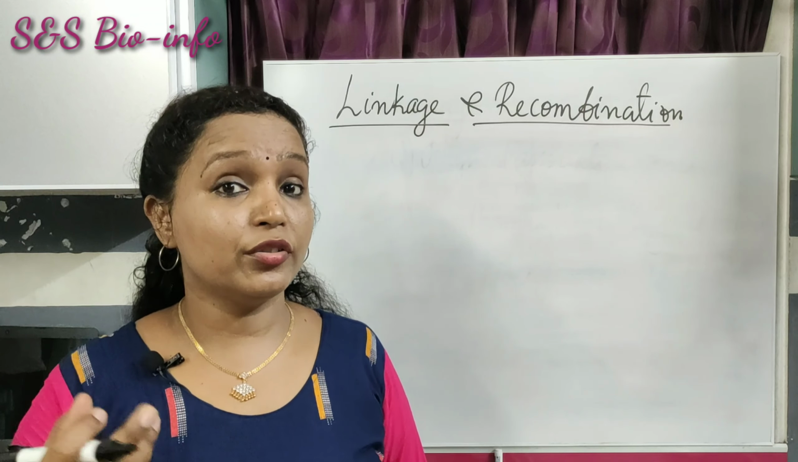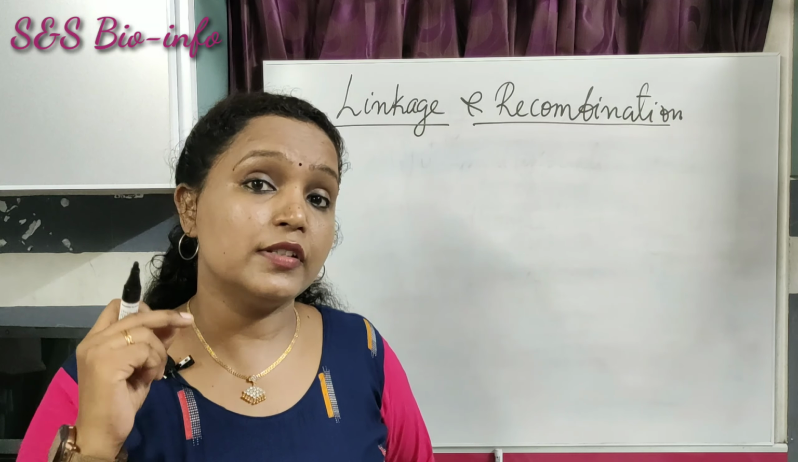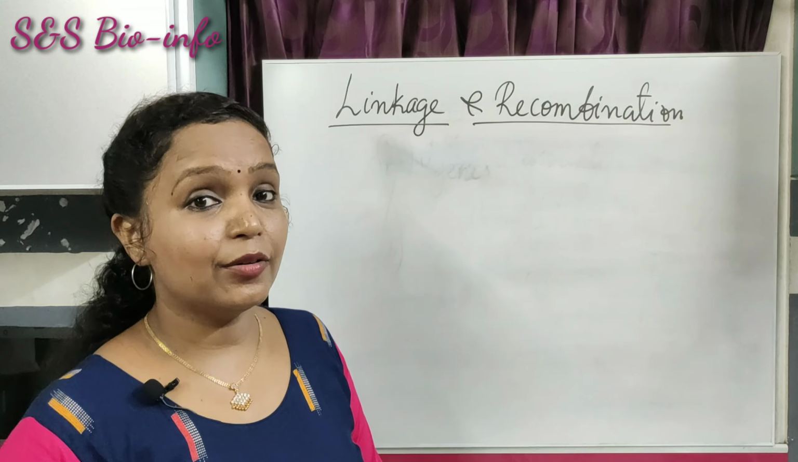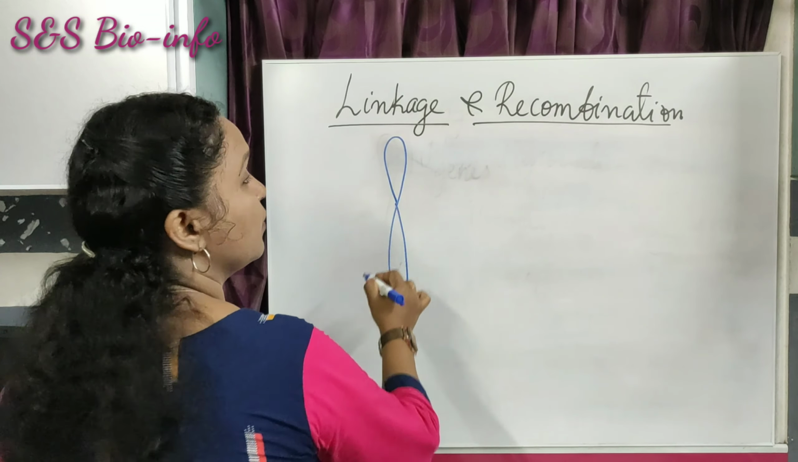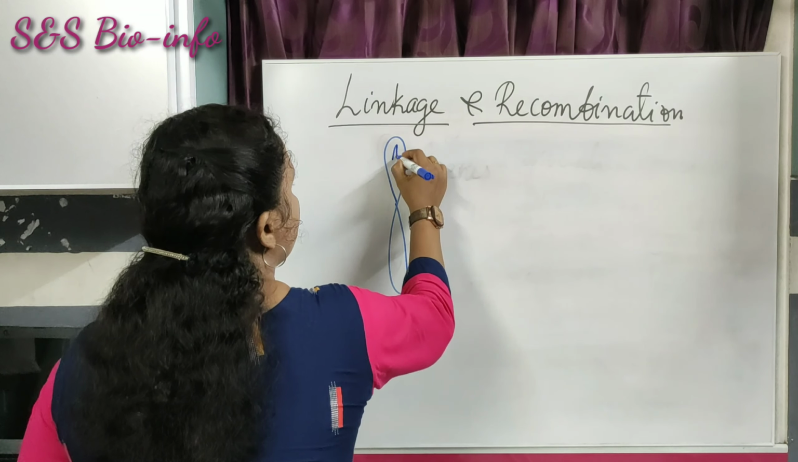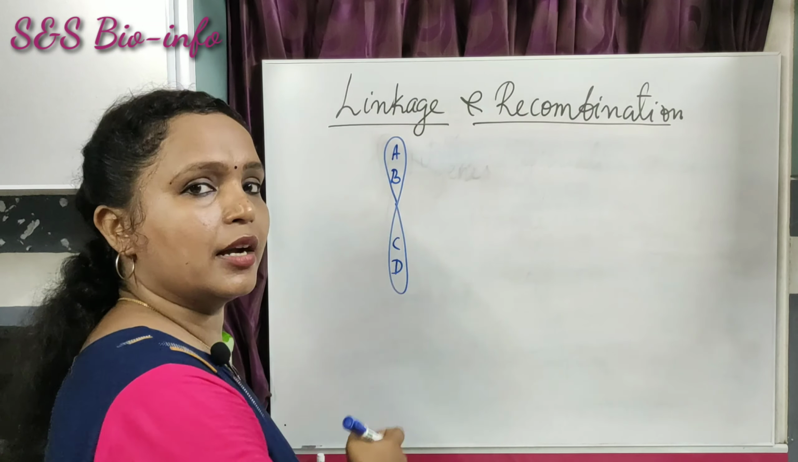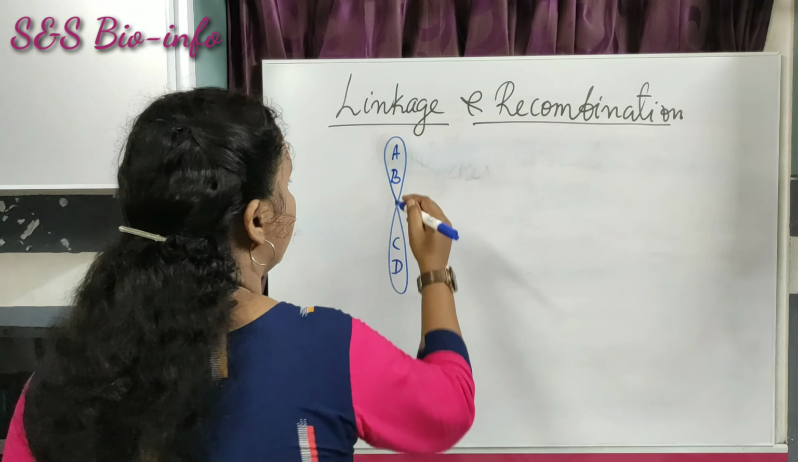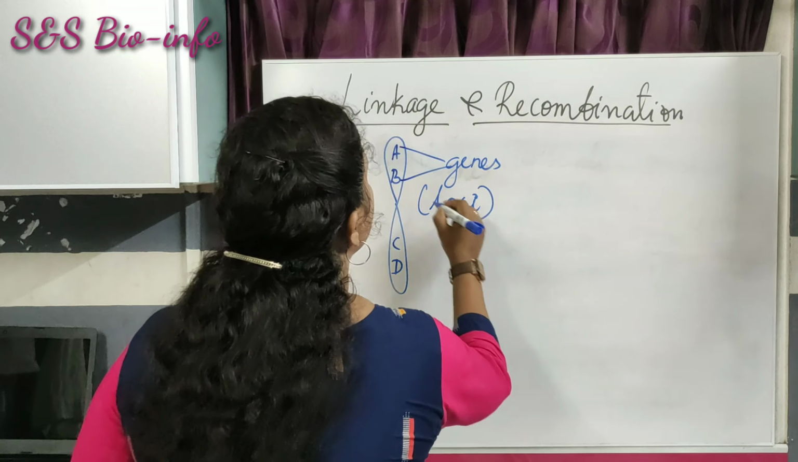First of all, I am going to talk about linkage. Linkage is the physical association of genes on the chromosome. Now let's consider a chromosome. Suppose this is a chromosome with the genes A, B, C, D. These genes are arranged in a linear fashion in specific spots called gene loci.